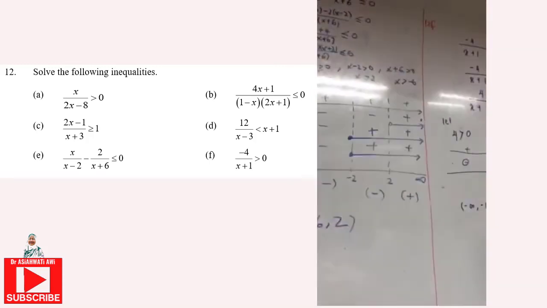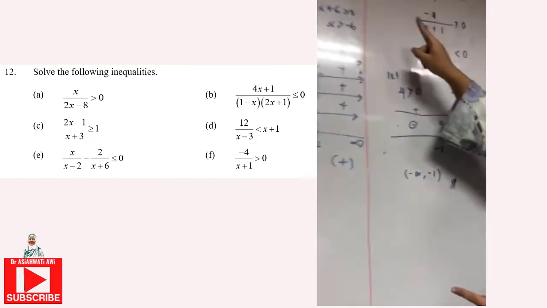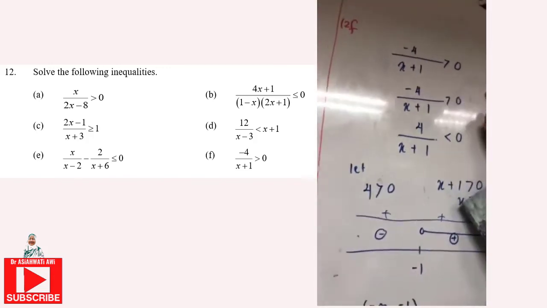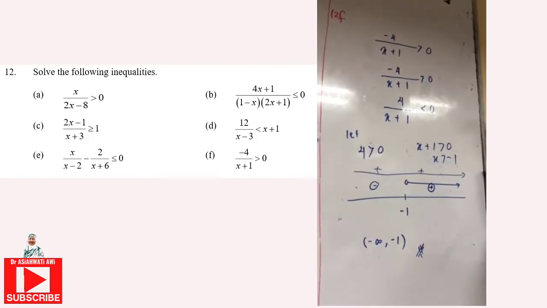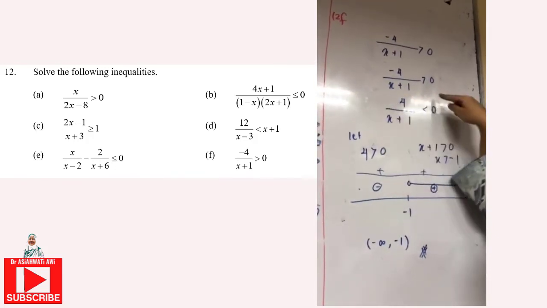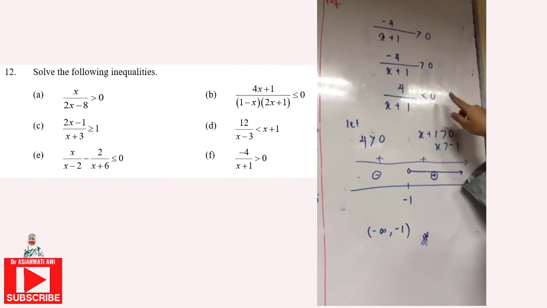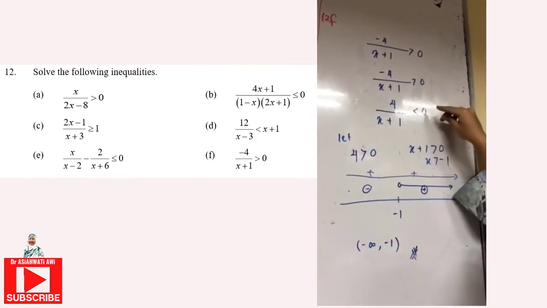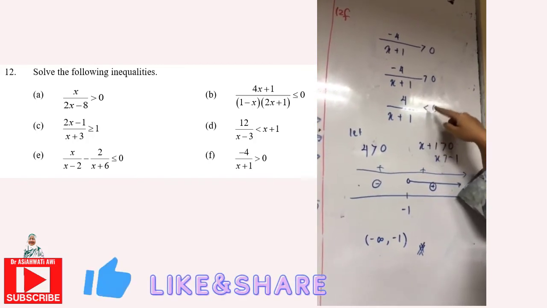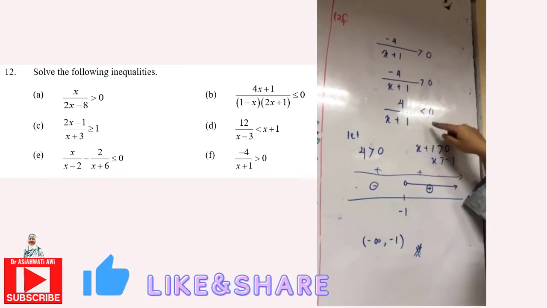So the given question is negative number 12. So the given question is negative 4 over x plus 1 more than 0. So what I did here is I divide everything by negative 1, or bring to one side. So that's why the symbol changed. So 4 over x plus 1 less than 0.